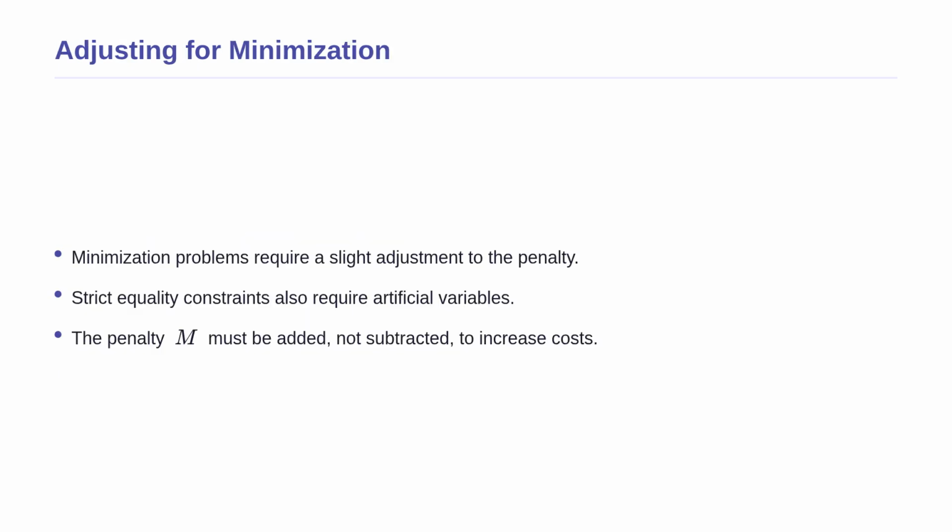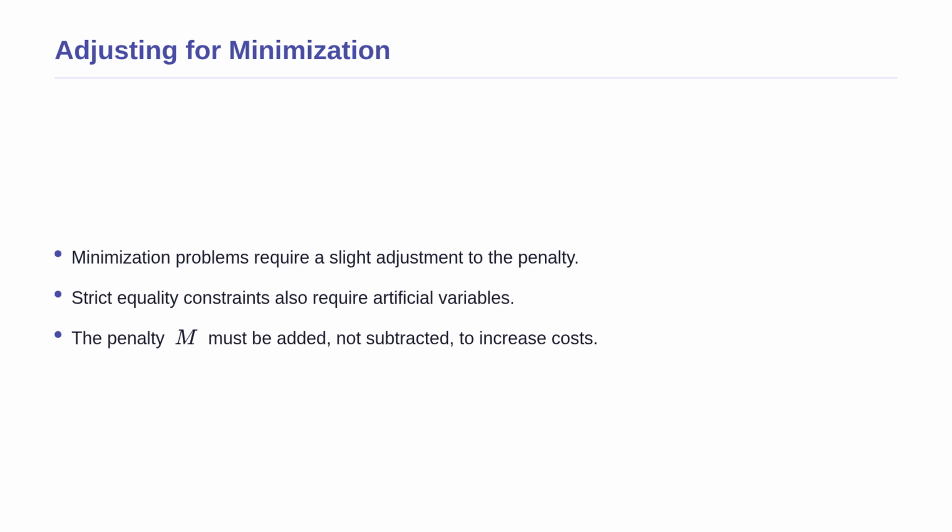Now that we have successfully set up a maximization problem, let us look at how minimization differs. Minimization requires a slight adjustment to our penalty logic. When dealing with strict equality constraints, there is no unused capacity, so we do not need slack or surplus variables. However, we still lack a basic starting variable, so we must add an artificial variable.